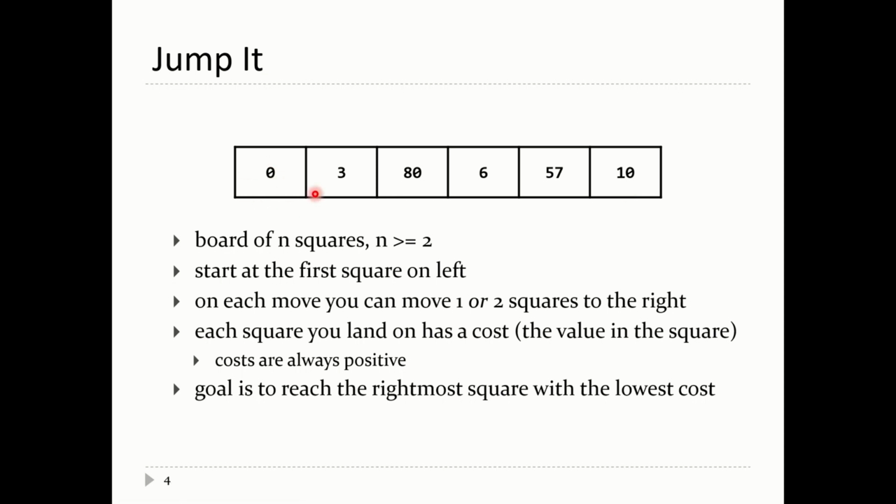So the rules of the game are, starting at the left-hand square, you can move 1 or 2 spaces at each step. Every time you land on a square, the square indicates the cost of stepping on that square. So here we start with a cost of 0. If I take 1 step, I now have 0 plus 3, so total cost of 3. If I make another step, I now have plus 80, so 83, and so on and so on. So the goal is to make it to the end of the board with the minimum cost. Your costs are always positive here.